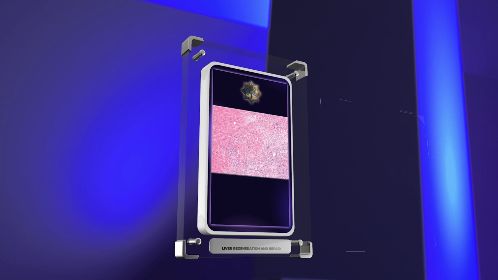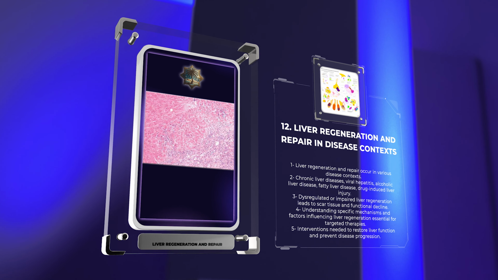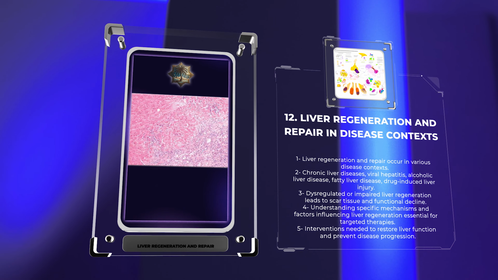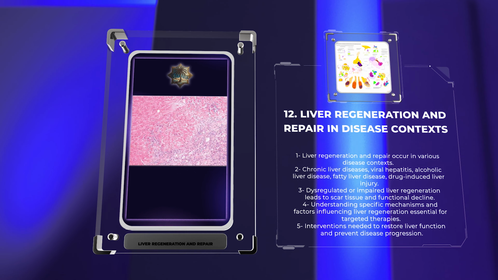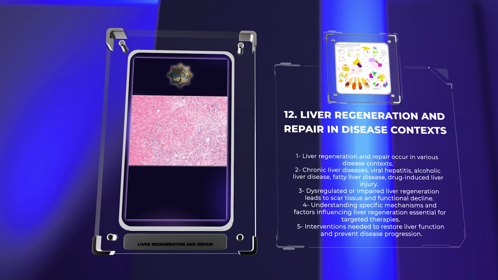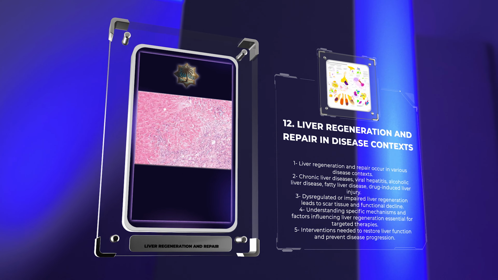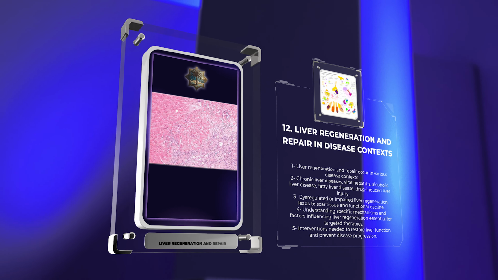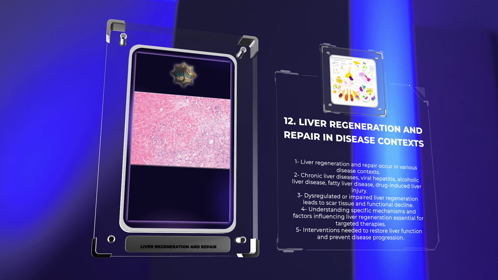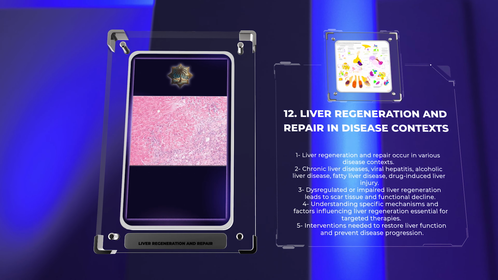Liver regeneration and repair occur in various disease contexts, including chronic liver diseases, viral hepatitis, alcoholic liver disease, non-alcoholic fatty liver disease, and drug-induced liver injury. In these pathologies, liver regeneration may be dysregulated or impaired, resulting in the accumulation of scar tissue and functional decline. Understanding the specific mechanisms and factors influencing liver regeneration and repair in disease contexts is essential for developing targeted therapies and interventions to restore liver function and prevent disease progression.